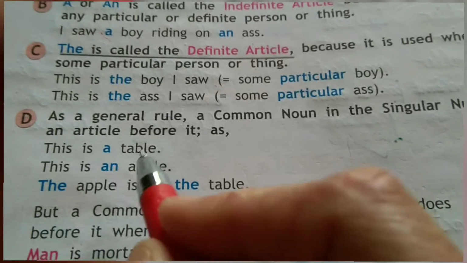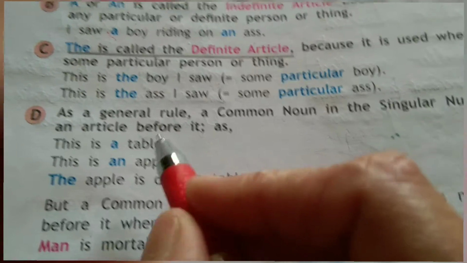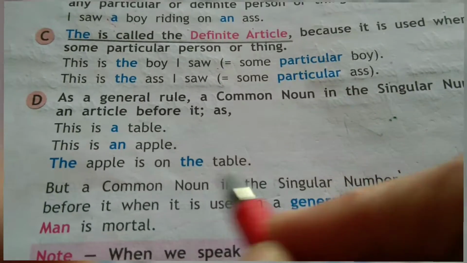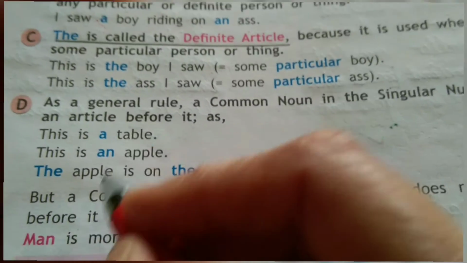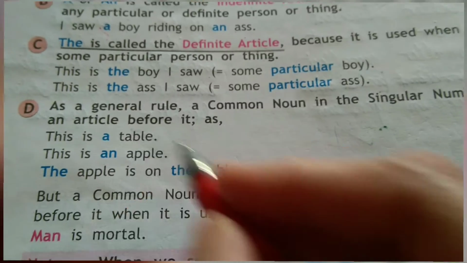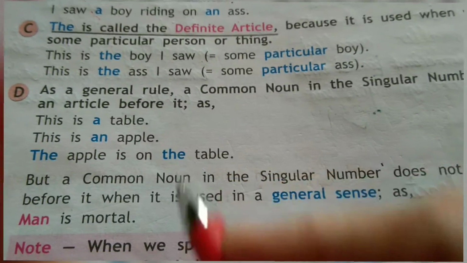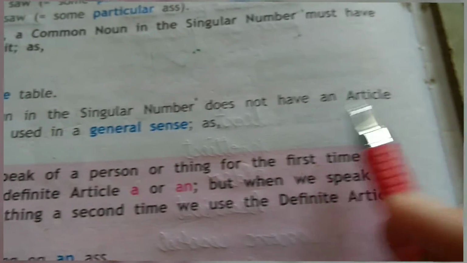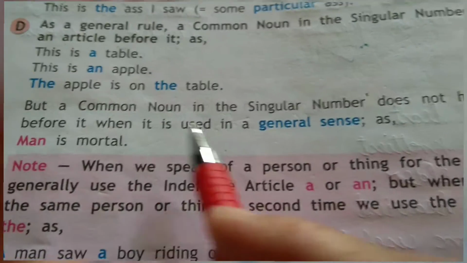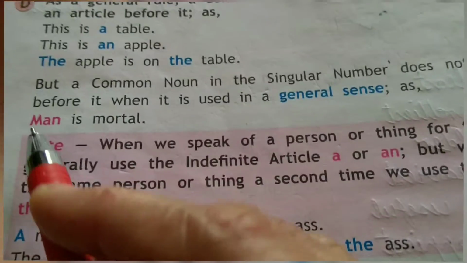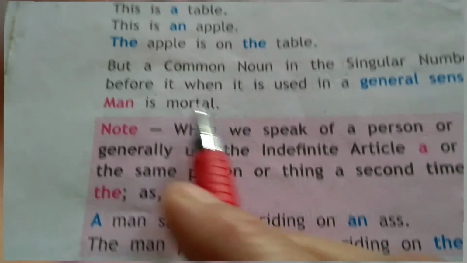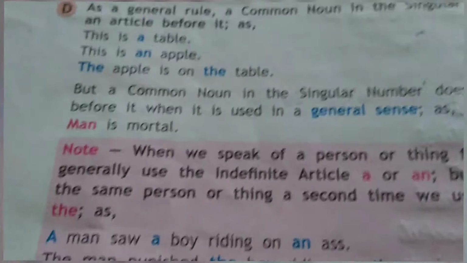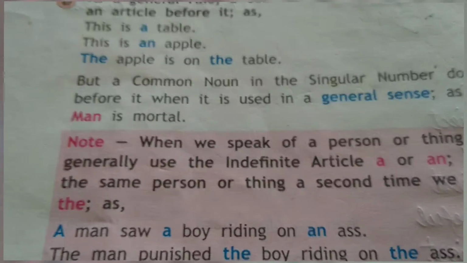This is an apple. These are all singular common nouns, so an article has to be placed. The apple is on the table. Here I am talking about this particular apple again and this table again, so the and the are mentioned. But a common noun in a singular number does not have an article before it when it is used in a general sense. Suppose, for example, when I say man is mortal, I refer to the entire category of man. In such case, a will not be written.